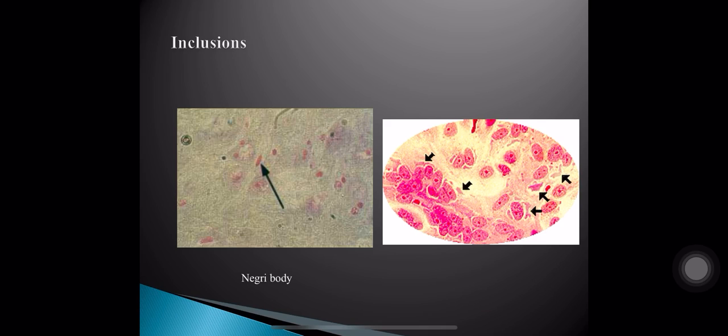Then inclusion bodies can be formed in various cells infected by viruses. Example, Negri bodies are found in nervous system cells infected by the rabies virus.